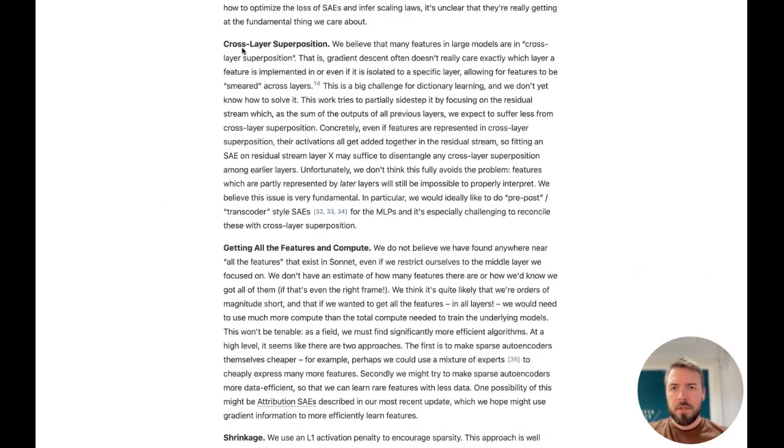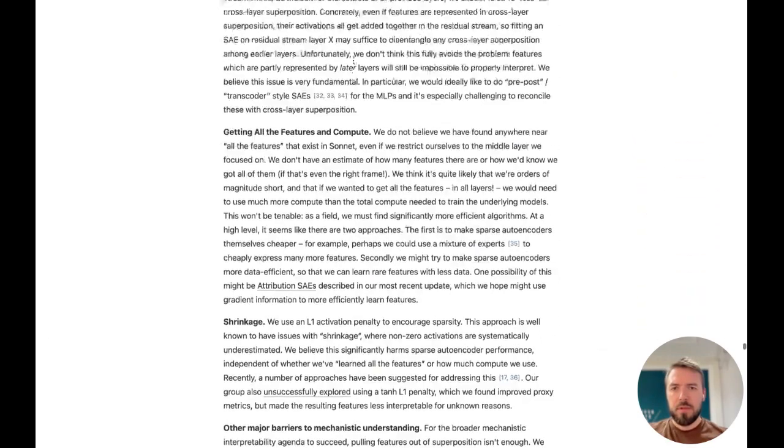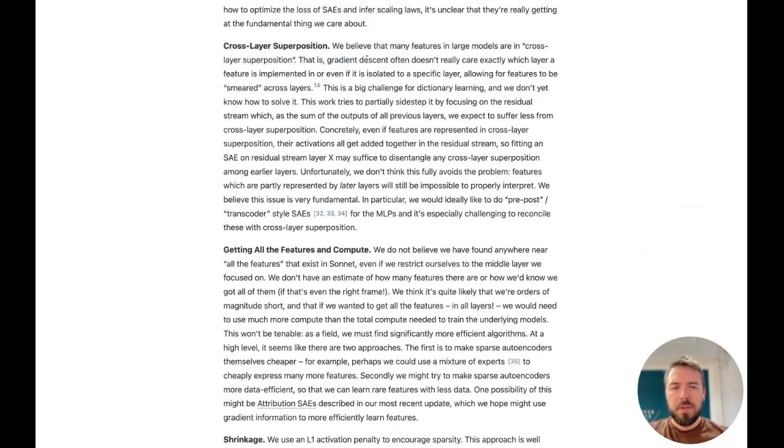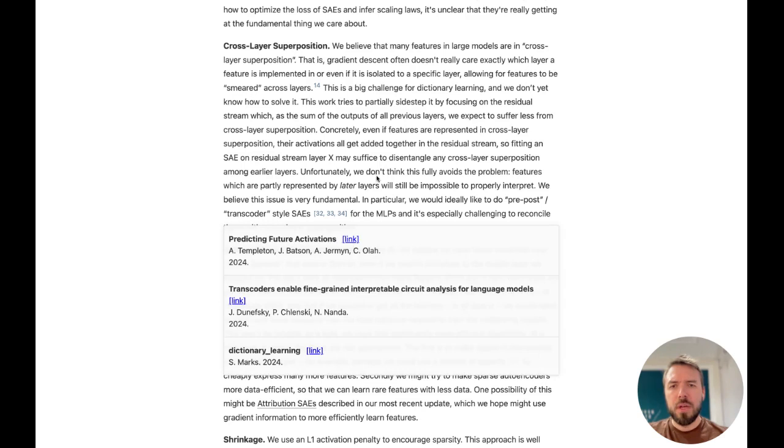How many of those are there? Cross-layer superposition, a few more. Okay. We believe that many features in large language models are in cross-layer superposition, and gradient descent often doesn't really care exactly which layer a feature is implemented in, or even if it's added in a specific layer, allowing the features to be smeared across layers. Interesting. This is a big challenge for dictionary learning, and we don't yet know how to solve it.